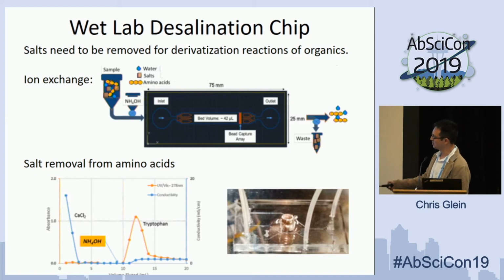And this figure here just shows a lab demonstration of how that works. So you have a calcium chloride brine. You start flushing it through. The amino acid sticks to the resin. The calcium chloride just goes straight through. It's perfectly happy. And then you do the ammonium hydroxide wash, and then you see tryptophan.